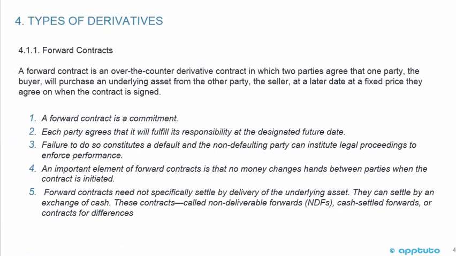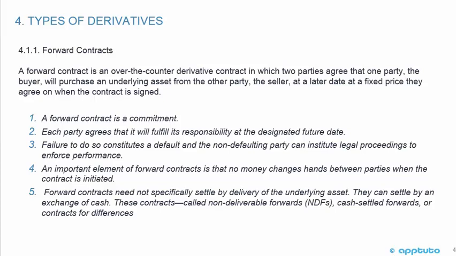Forward contracts. A forward contract is an over-the-counter derivative contract in which two parties agree that one party, the buyer, will purchase an underlying asset from the other party, the seller, at a later date at a fixed price they agree on when the contract is signed. So, some characteristics of forward contracts. 1, a forward contract is a commitment. 2, each party agrees that it will fulfill its responsibility at the designated future date. 3, failure to do so constitutes a default, and the non-defaulting party can institute legal proceedings to enforce performance.